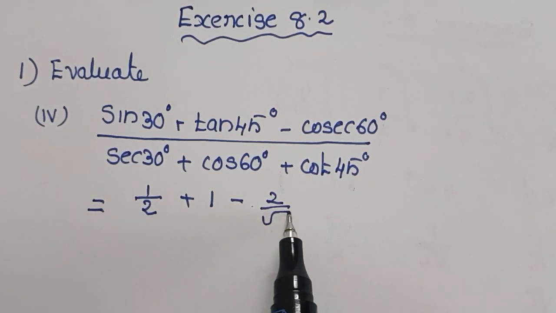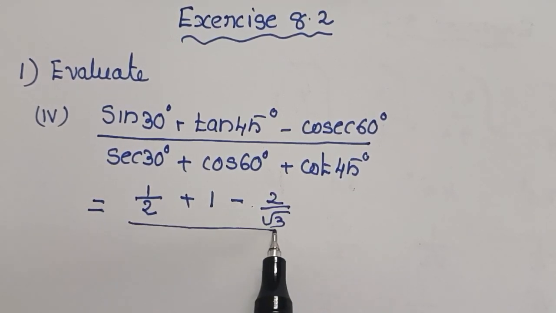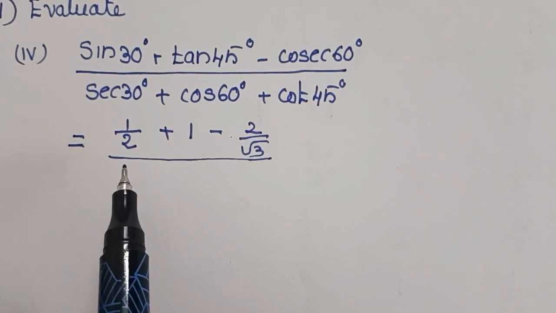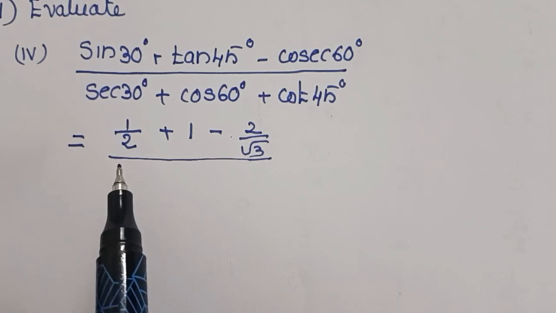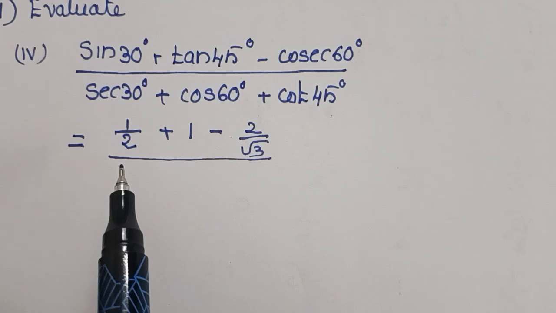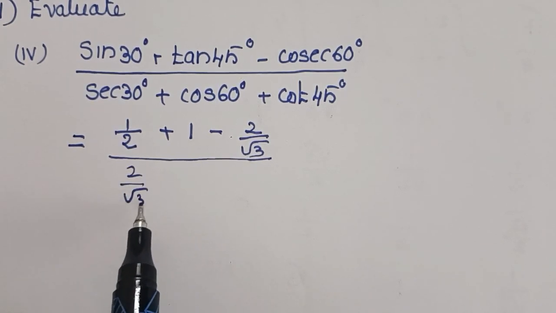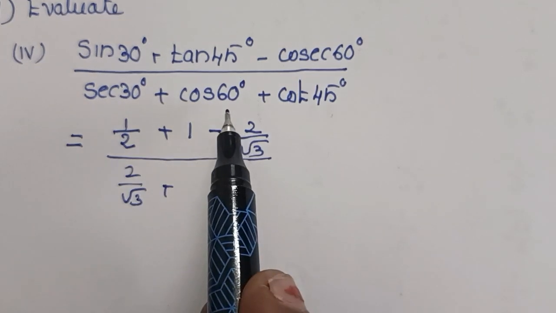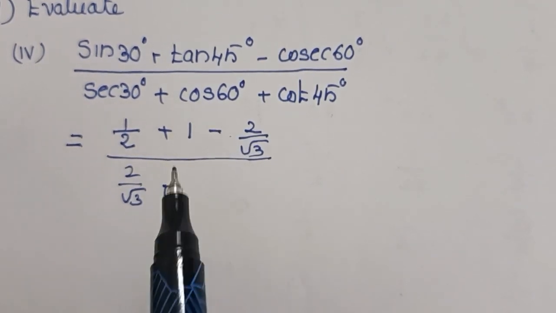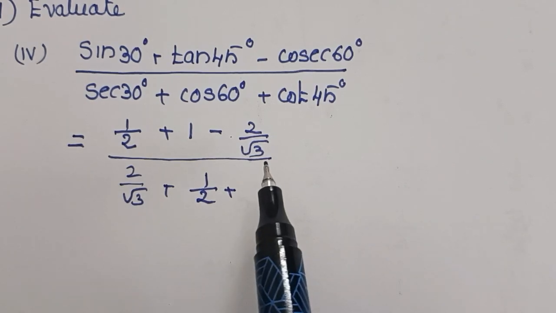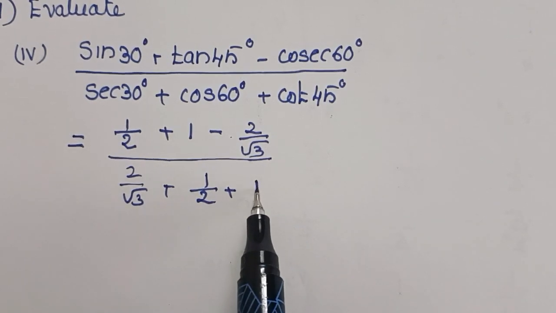2 by root 3. Divide by denominator sec 30. Sec is the reciprocal of cos. Cos 30 is the same as sin 60 degree. Sin 60 degree equal to root 3 divided by 2. So its reciprocal is equal to 2 by root 3. Plus cos 60. Cos 60 equal to sin 30. Sin 30 equal to 1 by 2. Plus cot 45 is the same as tan 45. It is equal to 1.